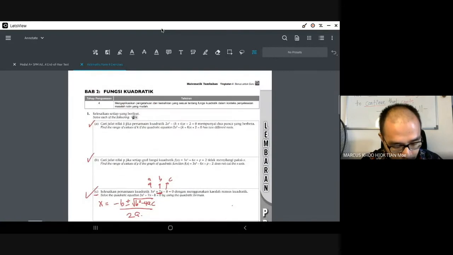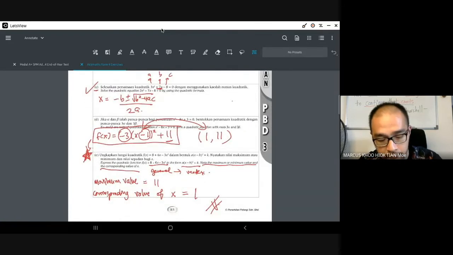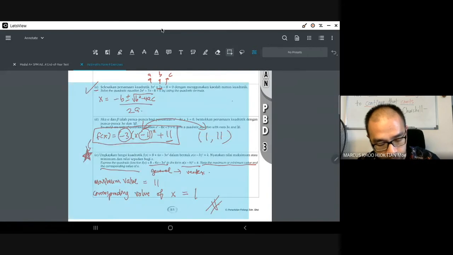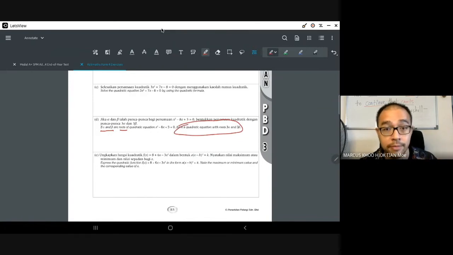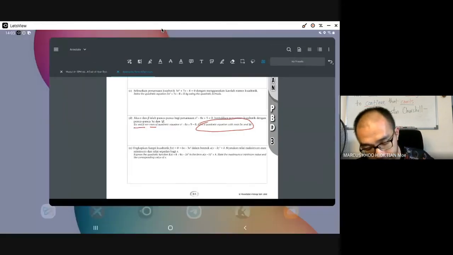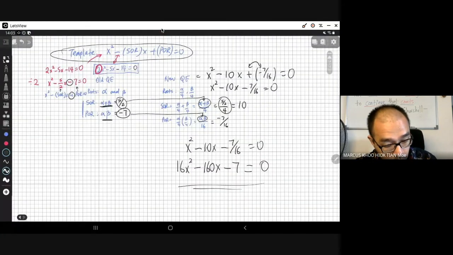Okay, so we have answer 1A, B, C. D is the one that we have answered. Okay, D: if alpha and beta are the roots again, form a quadratic equation with these new roots. Okay, so I'm going to help you with this. We use the same template as just now. Alpha beta. The equation is x squared minus 8x plus 5. So I change this: x squared minus 8x plus 5 equals 0.